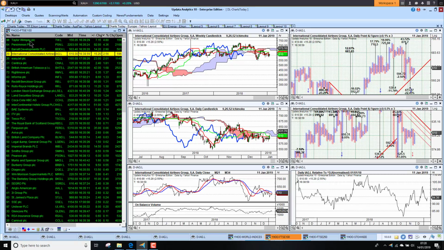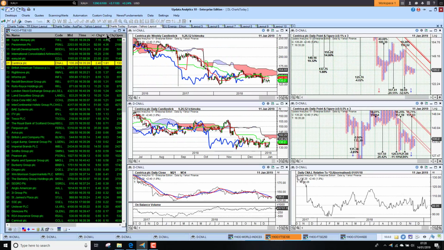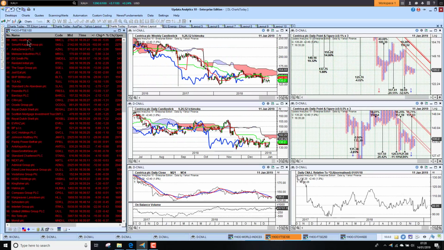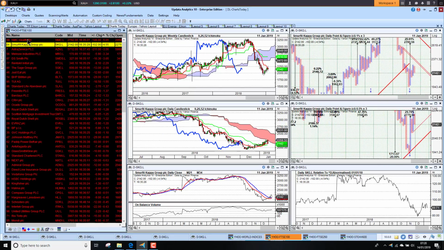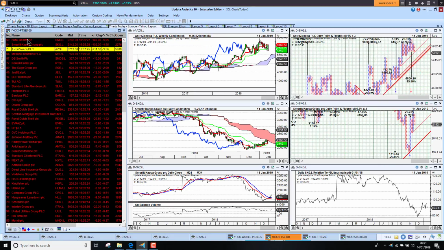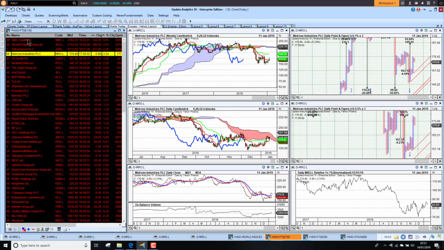International Consolidated Airlines, old British Airways as was, actually looking still pretty bearish, although that was up 2.5%. EasyJet we saw was up 2%, and Centrica was up 1.8% on Friday. On the downside, we had NMC Health down 5%, Smurfit Kappa down 4.5%, and AstraZeneca down a massive 3.5%. Melrose Industries down 3.3%. So we are still seeing some pretty big performances to the downside.